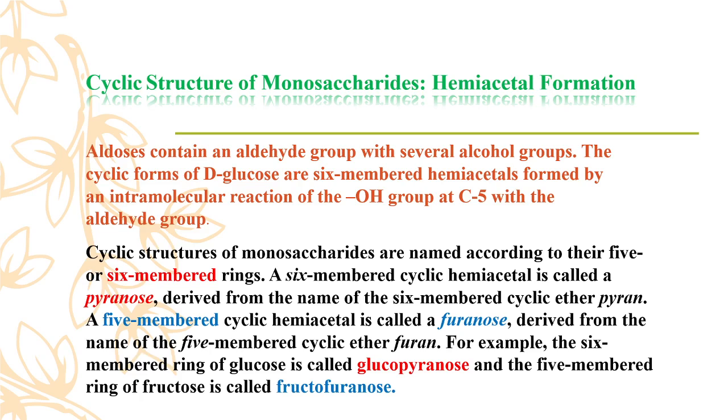For example, if glucose forms the cyclic hemiacetal and is 6-membered, it is called glucopyranose, and if fructose forms a 5-membered ring, it is called fructofuranose.